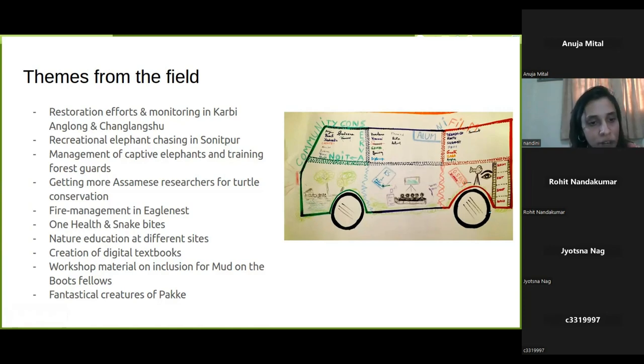I have another colleague of mine, Ram, who's an artist, who has a dream of thinking about fantastical creatures of Pakke. Because he has a disability, he's not able to go into the forest, but he wants to put this out as an exhibition or as a book, and that is also a theme that has arrived from the field.